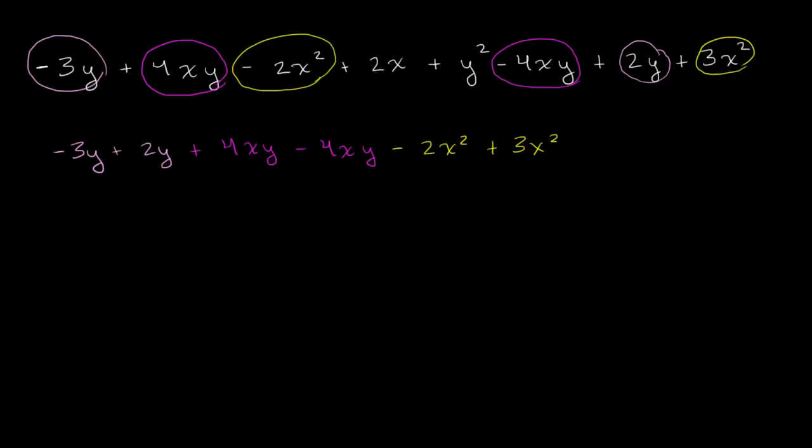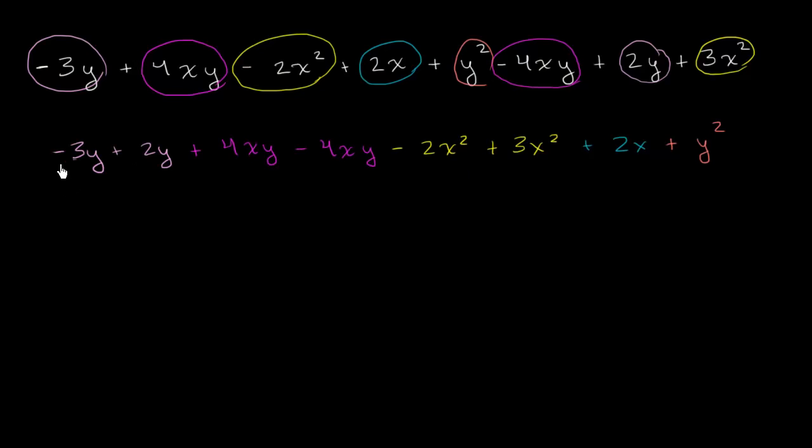And then let's see, I have an x term right over here, and that actually looks like the only x term. So that's plus 2x, and then I only have one y squared term. I'll circle that in orange. So plus y squared. So all I have done is I've reordered the statement, and I've color-coded it based on the type of term we have. And now it should be a little bit simpler. So let's try it out.